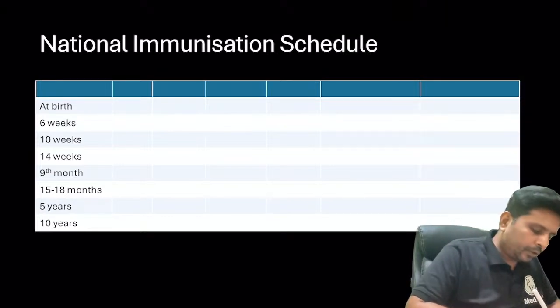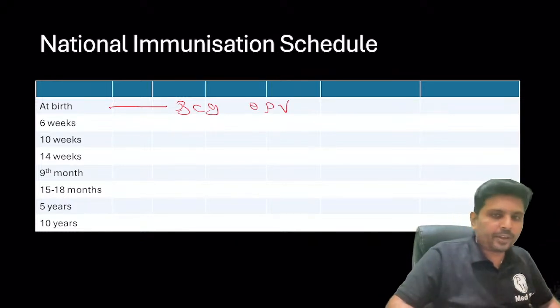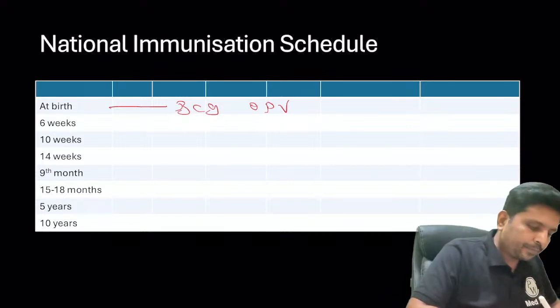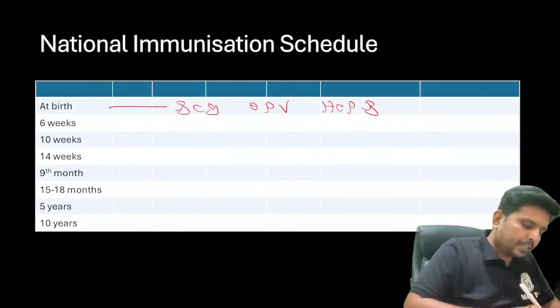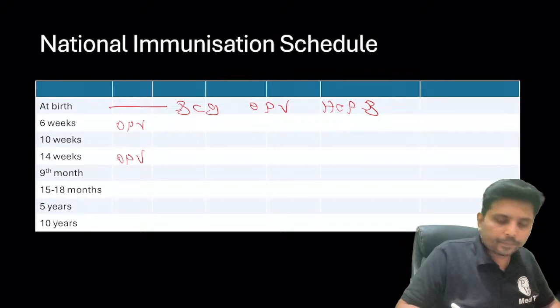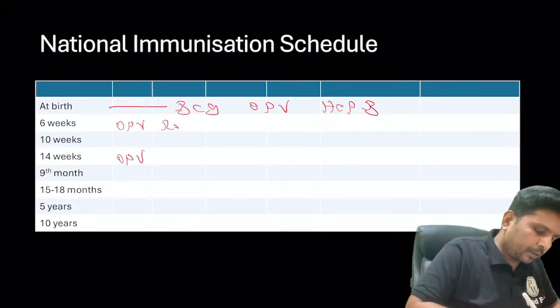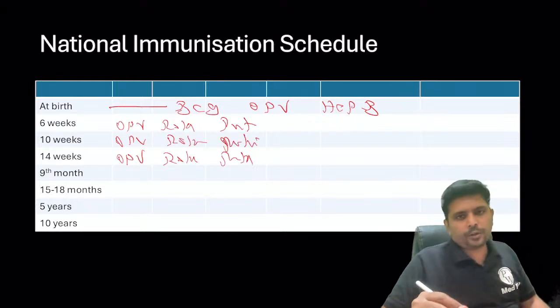At birth, you will give BCG, OPV as well as hepatitis B. At 6 weeks and 14 weeks, OPV, rota, pentavalent. So penta 1, 2, 3.